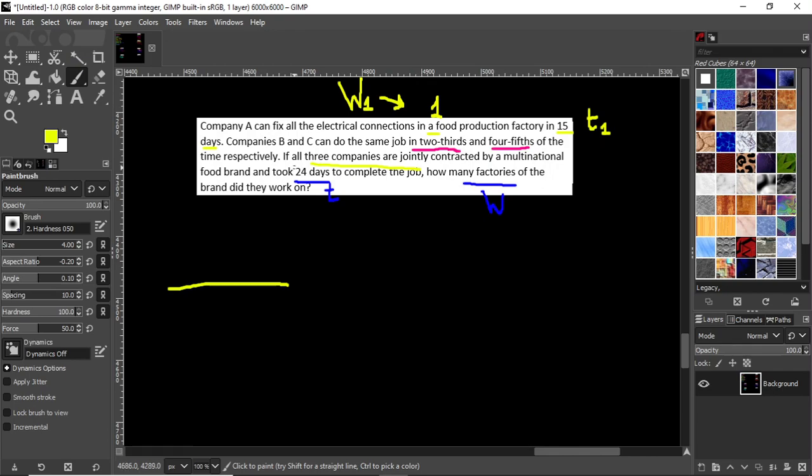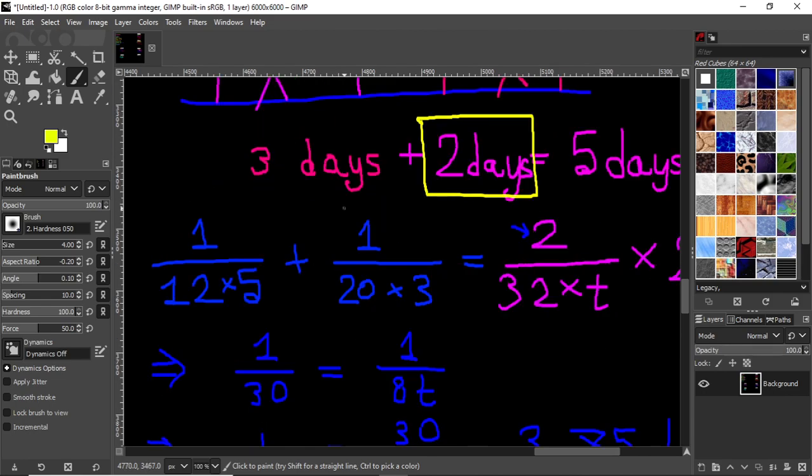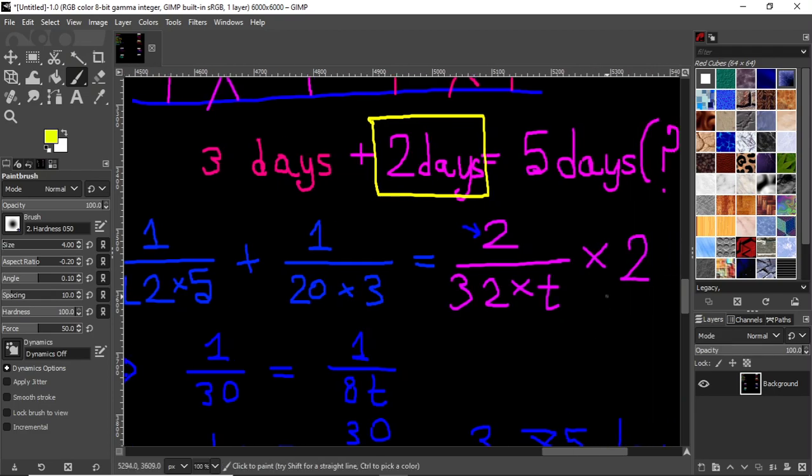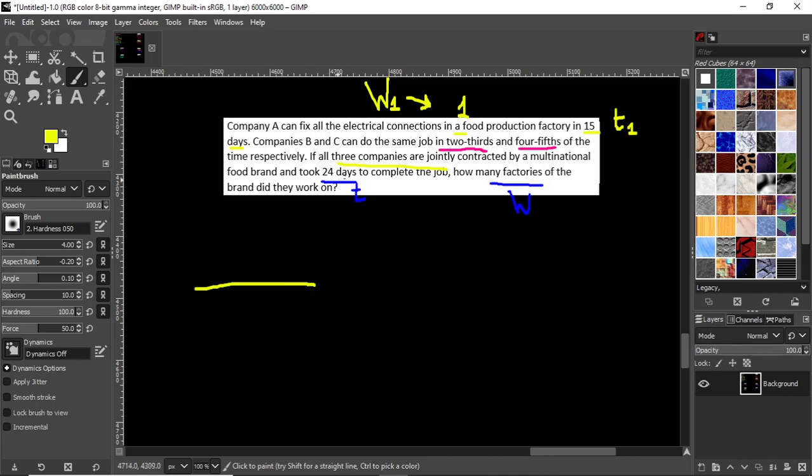First, I'll write down all that we know here. Again, it's really the same as what we have been doing before. The only difference is that here there are three working units, three companies. So it's going to be three terms on the left hand side and multiplied by 3 instead of 2 on the right hand side. Keeping those in mind, we have W1, which is 1, divided by R1 into T1. I'm going to keep it like this for a bit, and you'll see why.